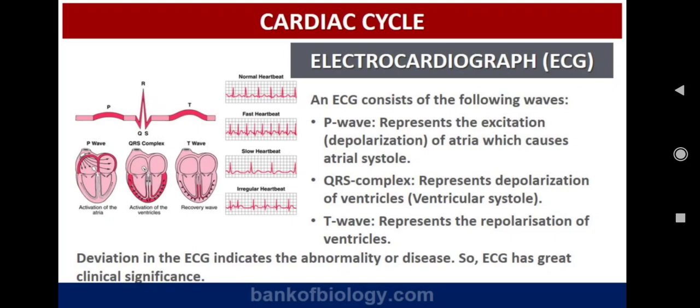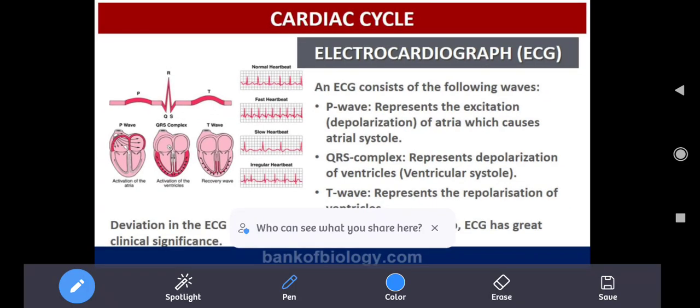So an electrocardiograph ECG consists of the following waves. Look at this. The wave is given here.